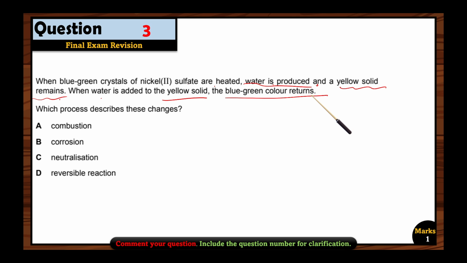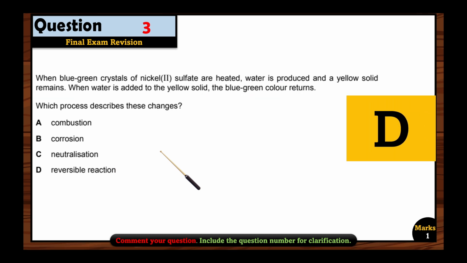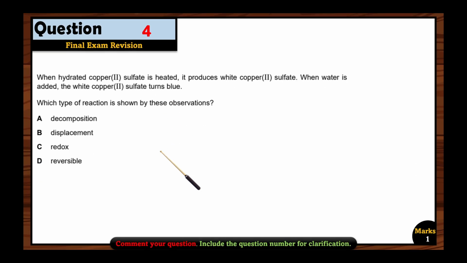So it means it's a reversible reaction, in which the addition of water or heating can change the reaction to forward or backward. So that's why this is also a reversible reaction. Question 4. When hydrated copper sulfate is heated, it produces white copper sulfate. When water is added, the white copper sulfate turns blue again. So what does it mean? This reaction is also a reversible reaction.